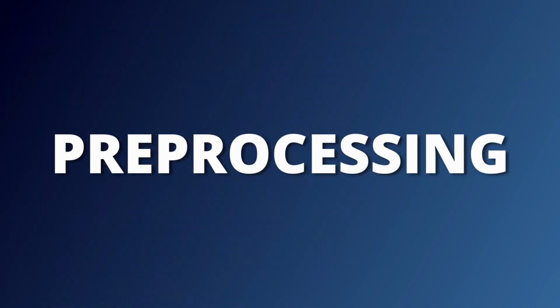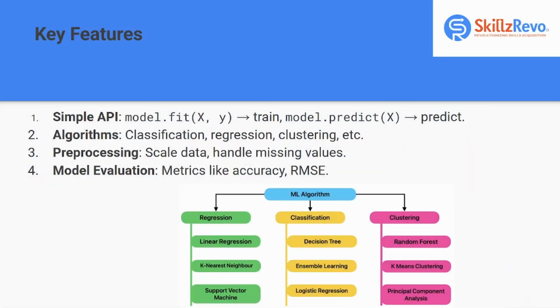Then there is pre-processing. For training a model we need some proper type of data. So we need to make that data ready for model building or model training, and that we call pre-processing of the data. So scaling data, handling missing values, converting categorical values into numerical values, all that part comes under pre-processing.